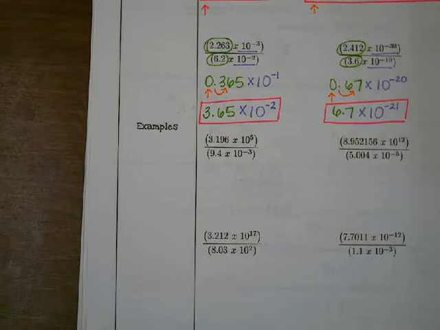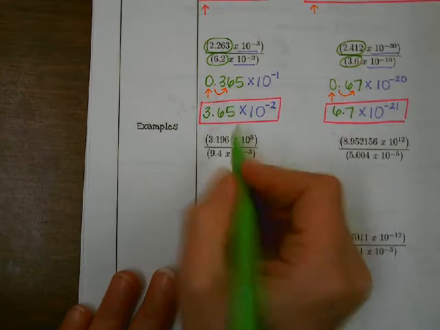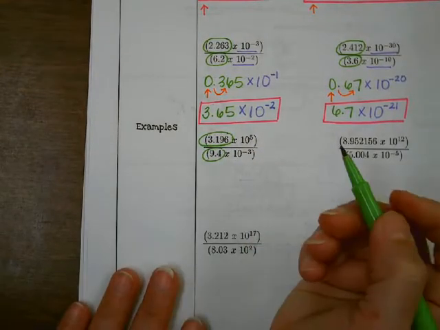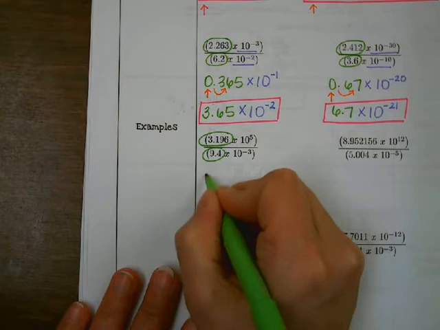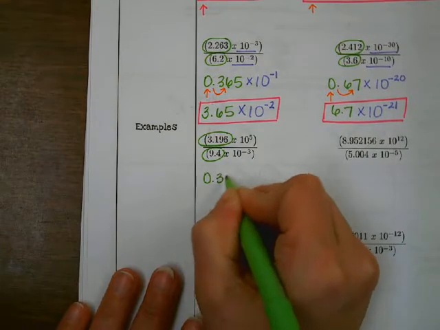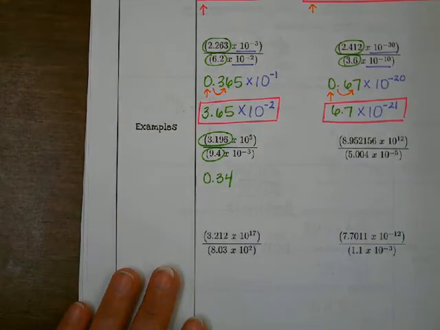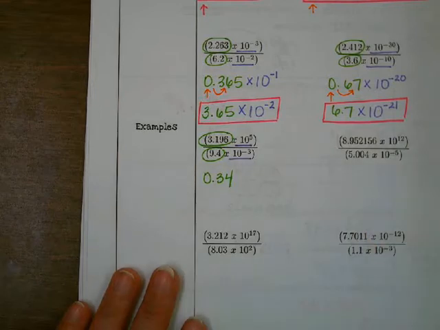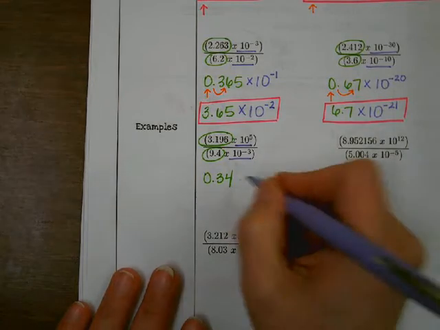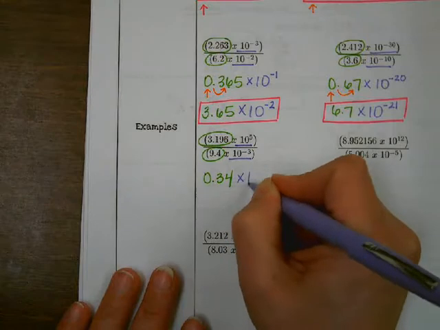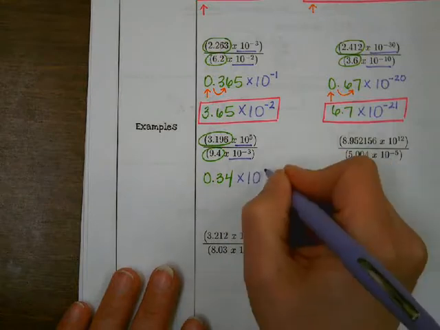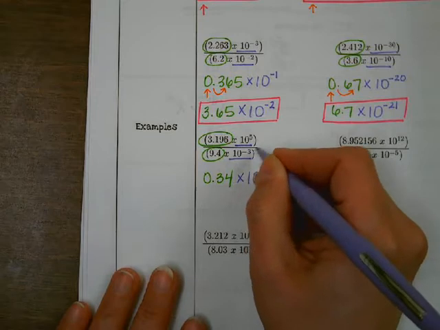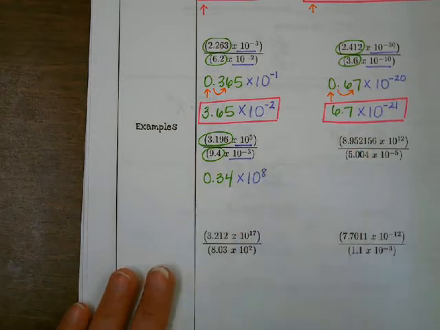All right, welcome back. So what we would have done is divided my decimals, and when you typed that into the calculator, you would have gotten the answer of 0.34. Then, when you would have divided your powers, you would have had 10 to the 5th divided by 10 to the negative 3rd. Well, that becomes times 10 to the 8th, because 5 minus a negative 3 turns those into positives, and it becomes the 8th.